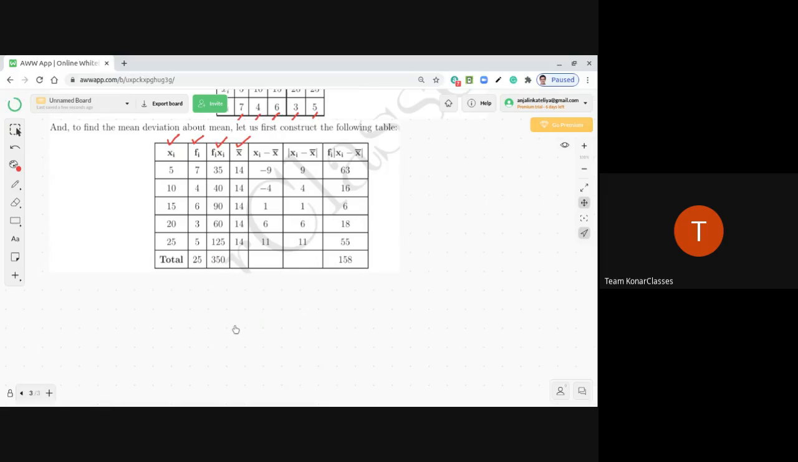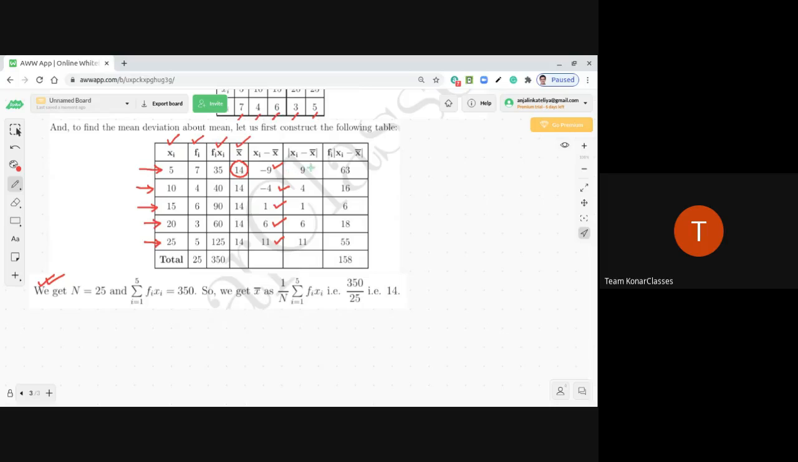Let me write it down. If you have any confusion about how I got the value of x bar as 14, here is the calculation. Then we need to find xi minus x bar. For this one it is 5 minus 14, that is minus 9. For this one it is 10 minus 14, that is minus 4. For this one it is 15 minus 14, that is plus 1. For this one 20 minus 14, that is plus 6. And for this one 25 minus 14, that is plus 11.